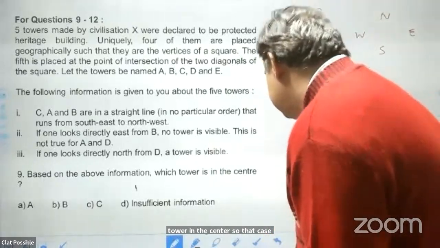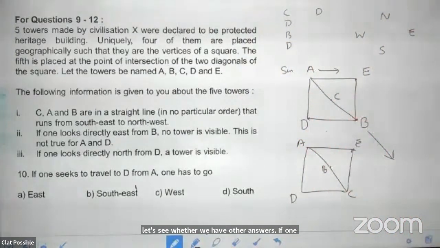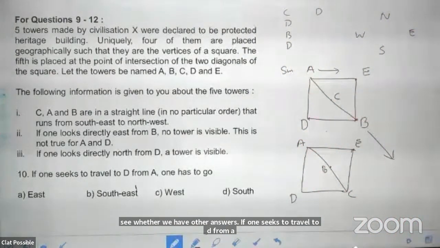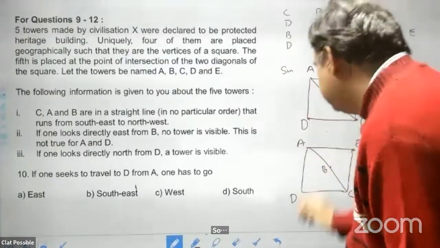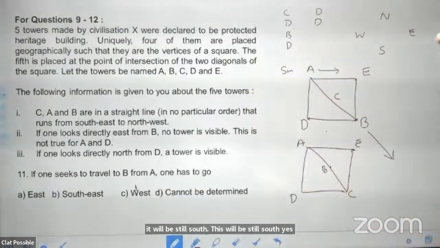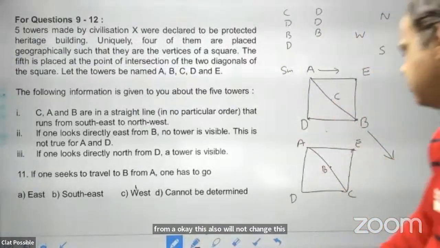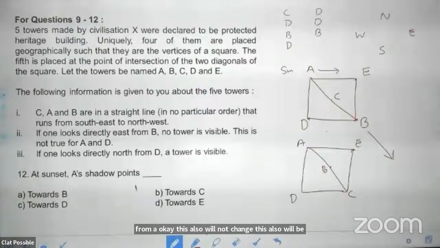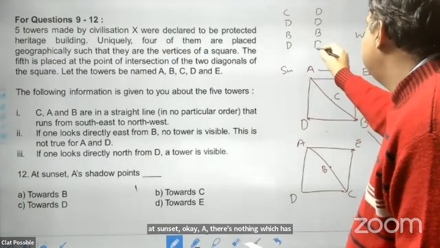Let's see whether we have other answers. If one seeks to travel to D from A, this will not change. It will still be south. What about the next one? Travel to B from A, this also will not change. This also will be B, right? And what about the next one? At sunset, there's nothing which is changed. So the answer will still be D, right?